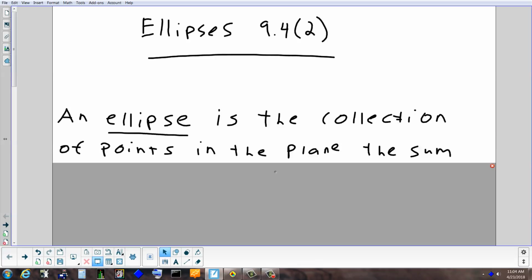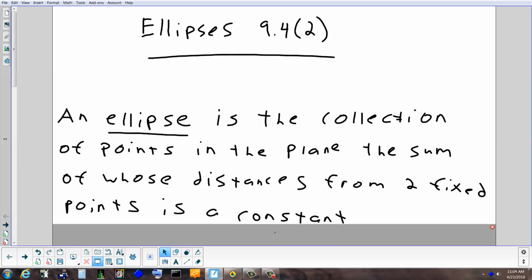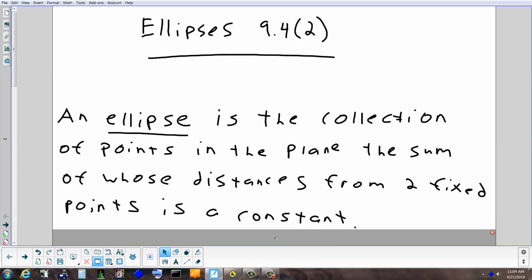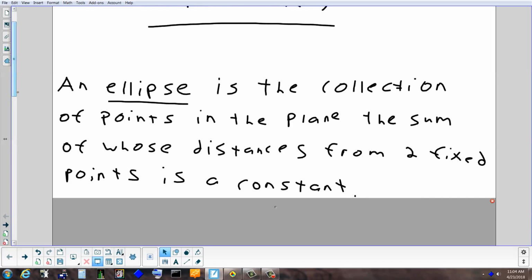Except instead of just having 1 point, there's 2 points. And if you measure the distance from any point on the edge of the ellipse to each of these special points and add them up, you will always get the same number. Okay, and I'll show you a picture of that and then interactively move some stuff around, and you can see this definition as an image more than just words.